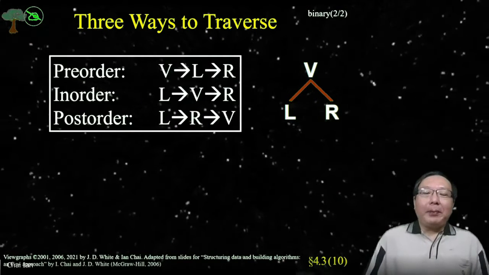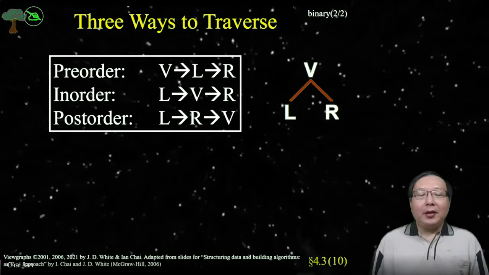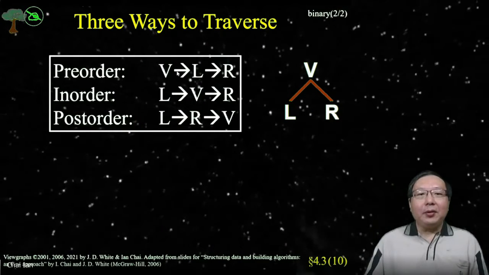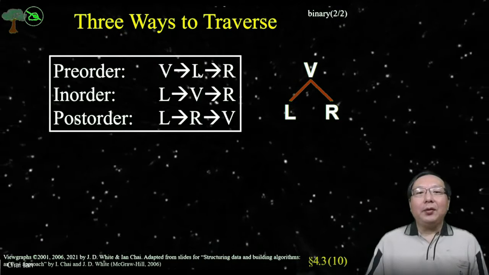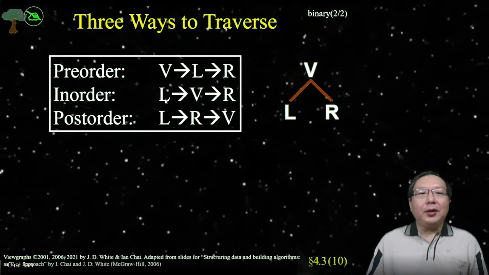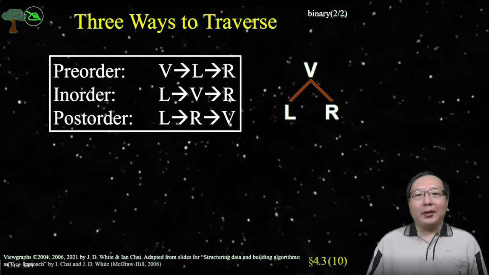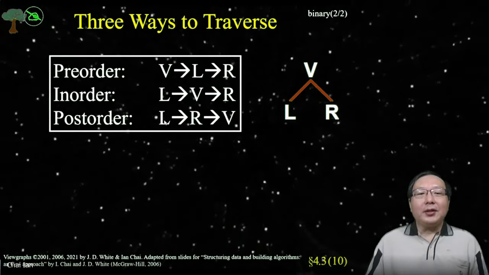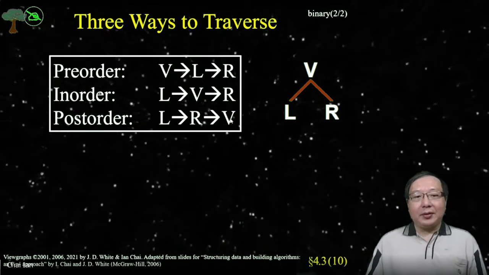So this tree is different from this tree because in one it is the left child, and in the other it is the right child. So when you have different children, it is a different tree. Then for a binary tree, there are 3 ways to traverse the tree. Pre-order means that we do the current vertex first, and then the left child, and then the right child. In-order means we do the left child, then the current vertex, and then we go to the right child. Post-order says that we do the left child, we do the right child, then we do the current vertex.